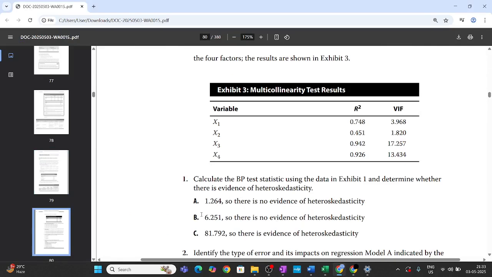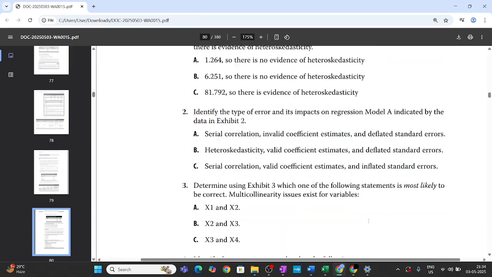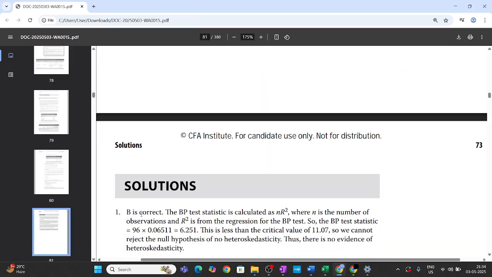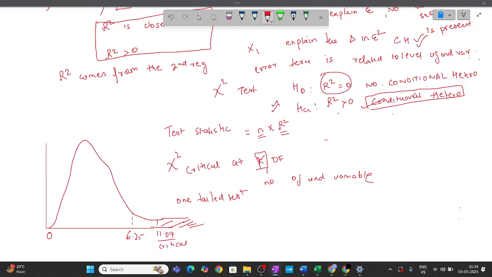ये आंसर होगा ना 6.25. So there is no evidence of heteroskedasticity. देखो क्या यही है? 1 का बी है, 1 का बी है. सही है? सही हो गया? समझ में आया? यस सर.